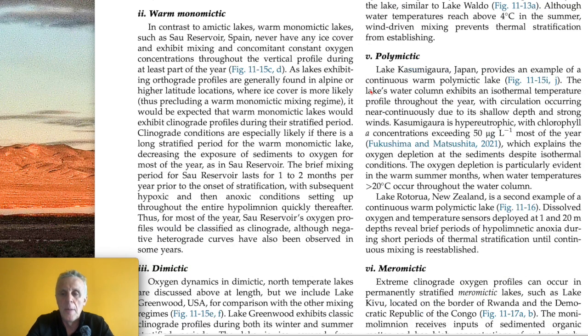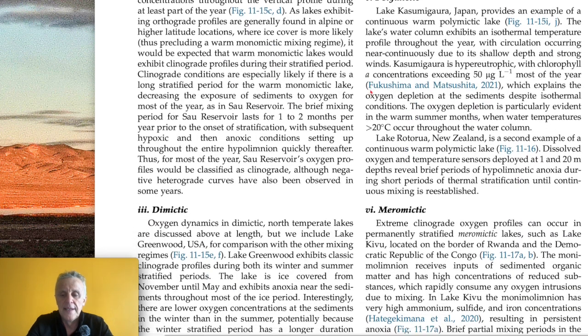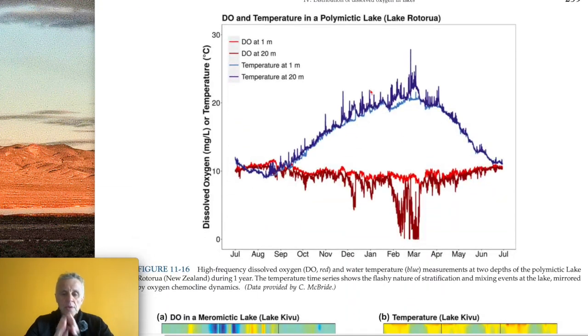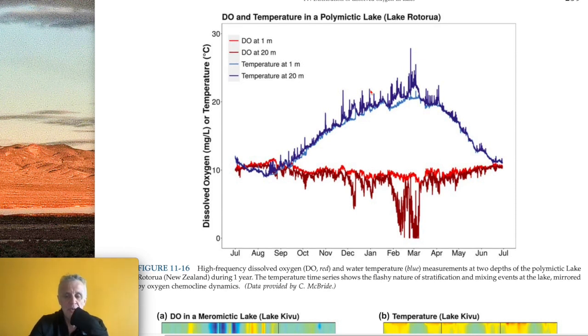And this is a polymictic lake. So let's see, it's a polymictic lake in New Zealand. This is the southern hemisphere, so it's going to be the opposite. Therefore, in the December time period, that's their summer, and in June, that's their winter. So the curve starts right in the winter, and in the winter we are seeing pretty cold temperatures, which makes sense.